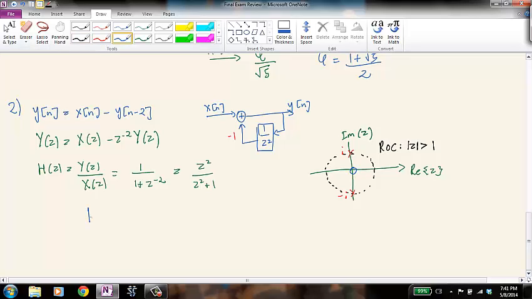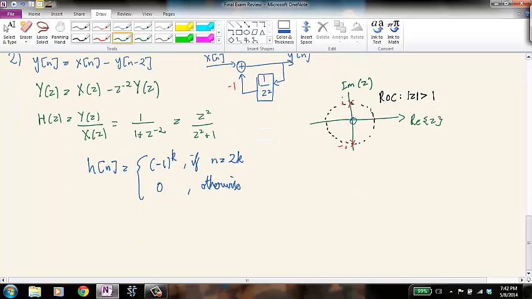So just to write down what we already observed, the impulse response is just going to be a 1 up to sign flip on even times, and 0 on odd times. That's just because we have a delay of 2, so you're only going to see a 1 at even times. Okay, so this is pure oscillation.